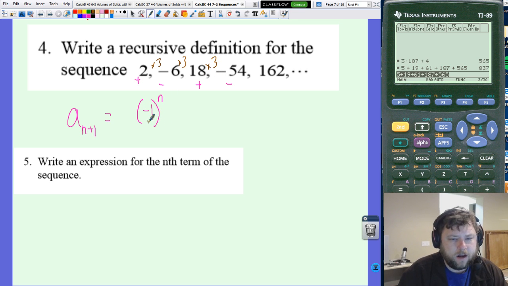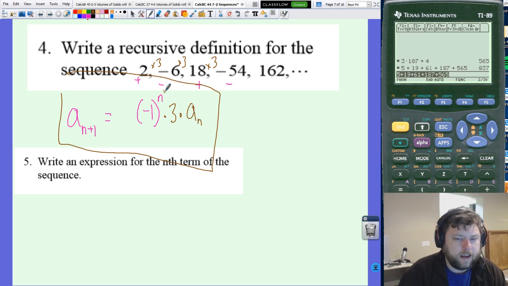Okay, so I'm taking that -1 to the n power times 3 times the previous one. So the previous one would be a sub n. So that's kind of the pattern there. And that would be a perfect recursive definition right there. So this -1 actually flips it, makes it positive, negative. Actually, would that make the first term negative? We'd have to do an n. No, that'd be okay. I'm not sure if we should probably put an n plus 1. I'm not sure. A 50-50 shot. So you're basically flipping it every time, and then times it by 3 and then the previous answer.